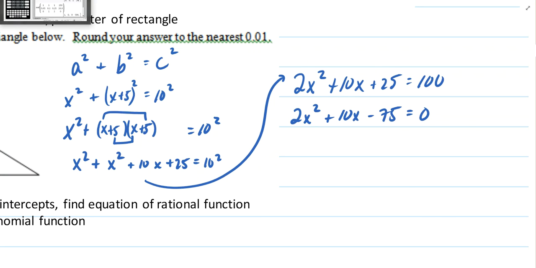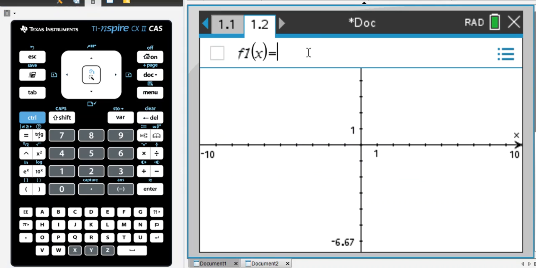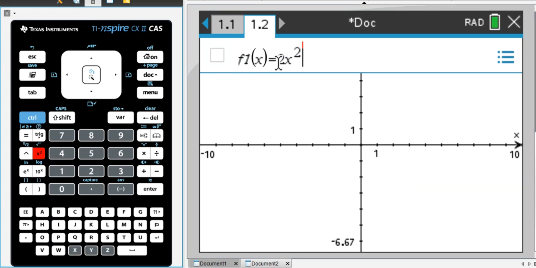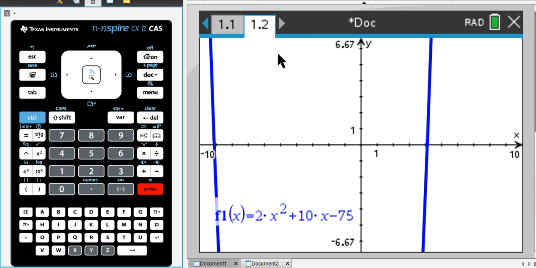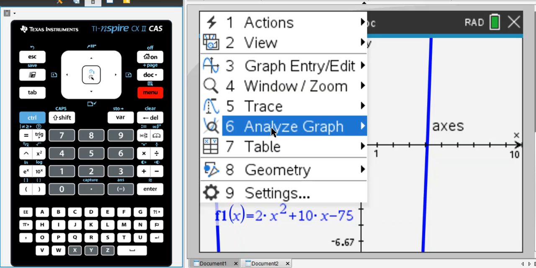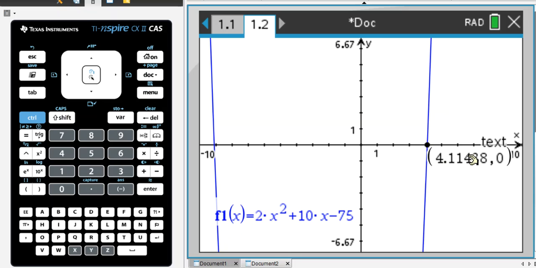So as far as a graph goes, we'll jump onto the calculator, create a new page, and this time we'll ask for the graphs page. We'll type the expression 2x² + 10x − 75, and we're on the lookout for 2 points on the x-axis where the graph touches or crosses the x-axis. To find those exact points, because they may not be on nice whole numbers, I'll use the Analyze Graph option to find the zero. And I have to do this twice. The calculator won't tell me both of them simultaneously.